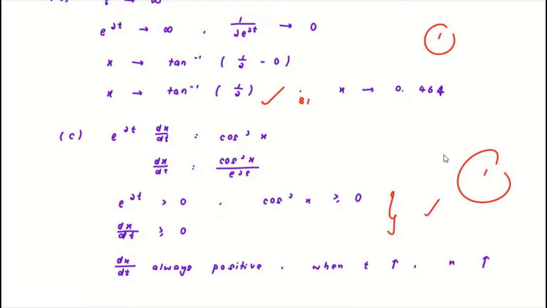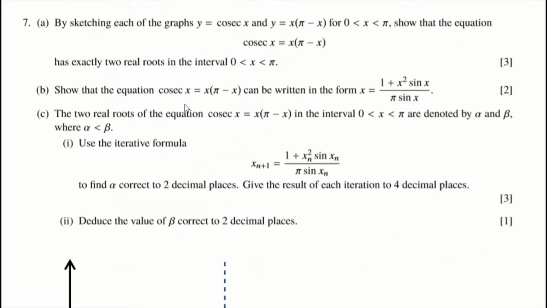Okay, so now let's look at question 7. By sketching each of the graphs y equals cosecant x and y equals x multiplied by pi minus x for a range from 0 to pi, show that the equation has exactly two real roots. Okay, so let's try to sketch the graph.